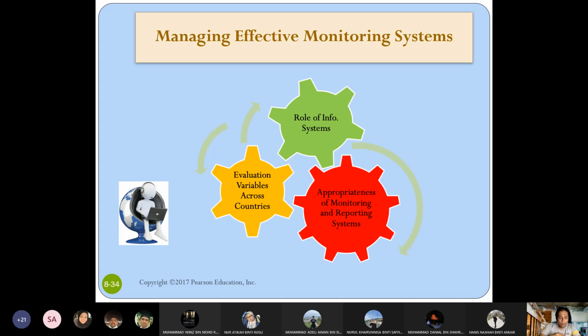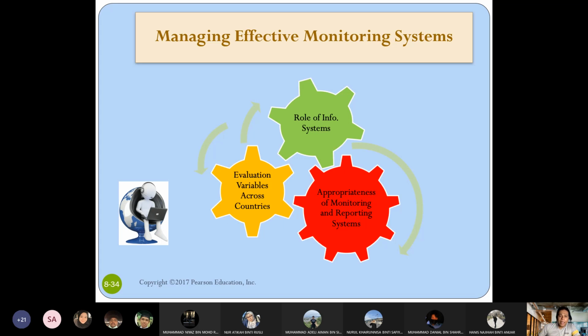Maybe in country A they have different problems, country B they have different problems, country C they have different problems. So for each problem they must have a different solution. So this is the best way. You must know the role of the information system, and then you must be appropriate with the monitoring and reporting system. And the last one, what is the best solution?